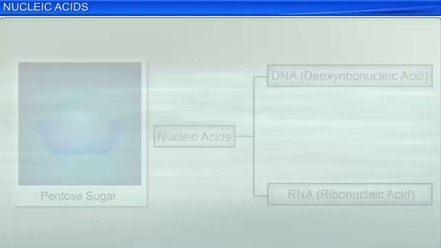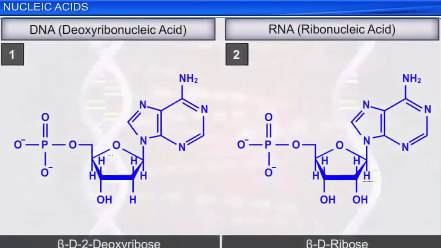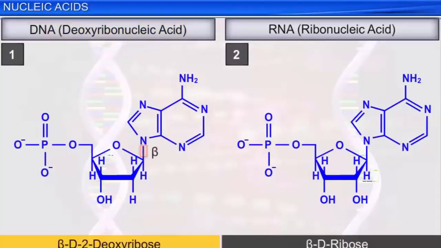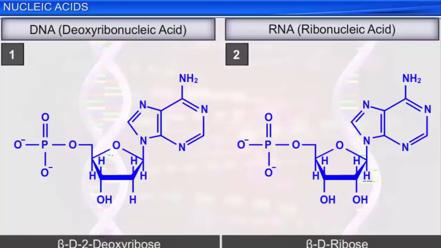Examine structures 1 and 2 given here. From the structures, we can say that in DNA, the sugar is beta-D-2-deoxyribose, whereas in RNA, the sugar is beta-D-ribose.